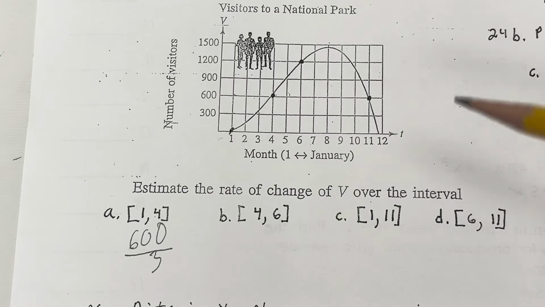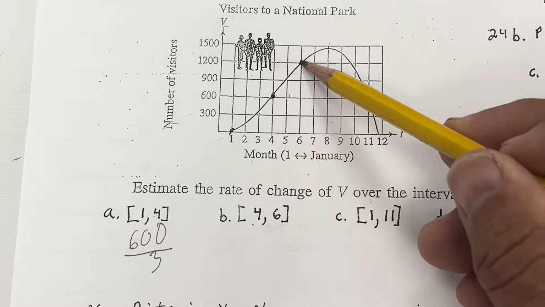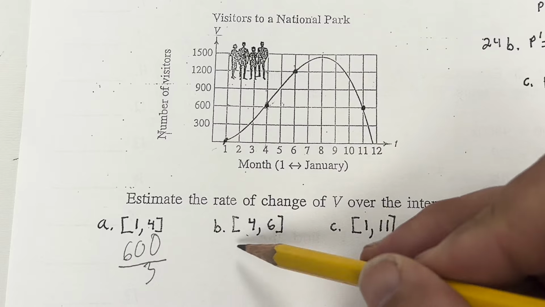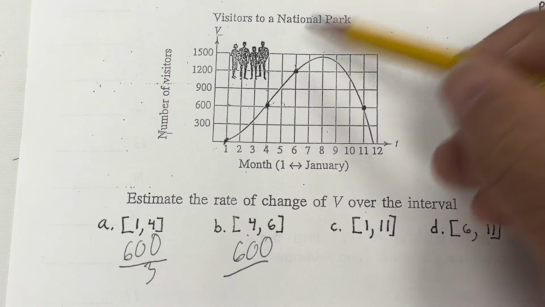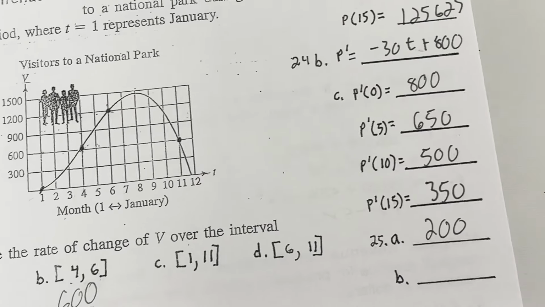From 4 to 6. So here's 4, here's 6. To get from 4 to 6, I have to go up 300, 600. And then I have to go over 1, 2. 600 divided by 2 is going to give us 300.